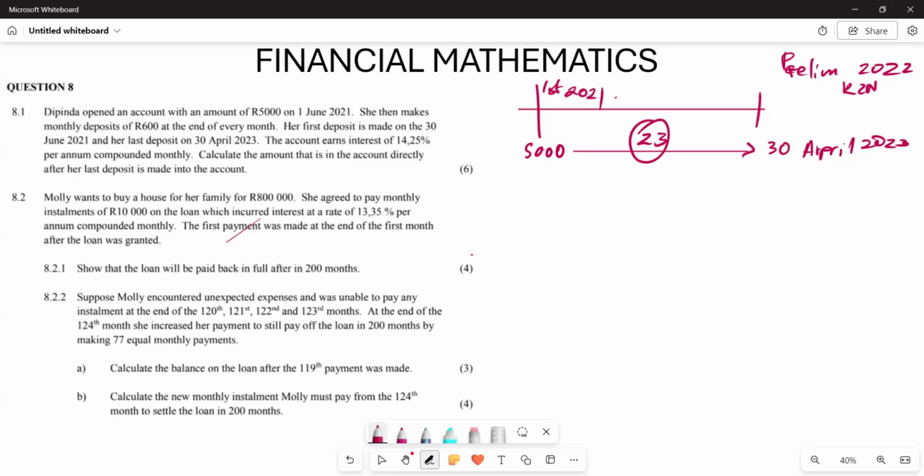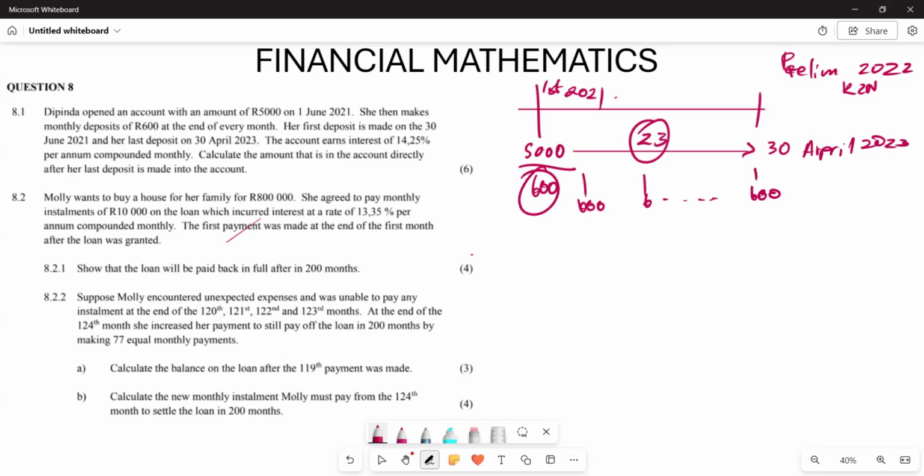Now, what are you going to do from here? They also made deposits of 600 each and every month, continuously up until the end of April. So here you have the 5,000 that is going to earn interest, and the 600 that is also going to earn interest and is deposited monthly. They want us to calculate the final amount.